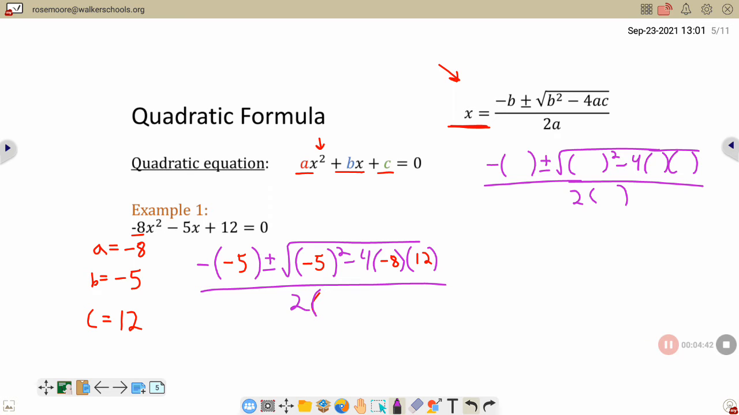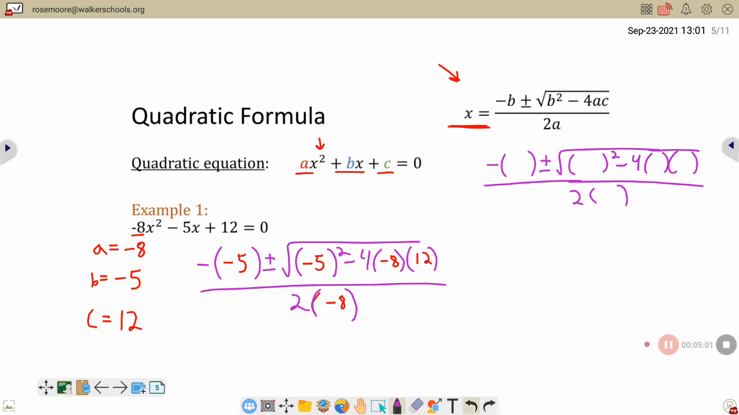And then a is again negative 8. All right, so hopefully you see where every one of my pieces came from. You'll notice the formula did not change. All it changed was the letters are now replaced with numbers. Please notice inside our formula, there are no letters. There should never be. Right, so now I'm going to do my math.